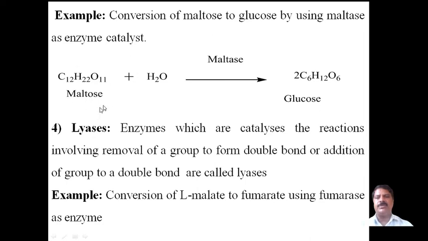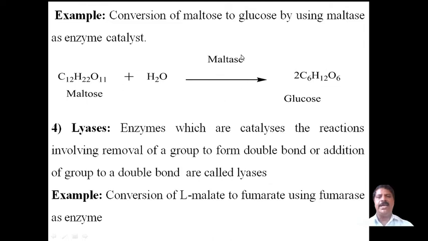Now here maltose is a disaccharide. The disaccharide is converted into monosaccharides. It is a breakdown on addition of water. When the glycosidic bond in the maltose is broken, the disaccharide is converted into two molecules of glucose.